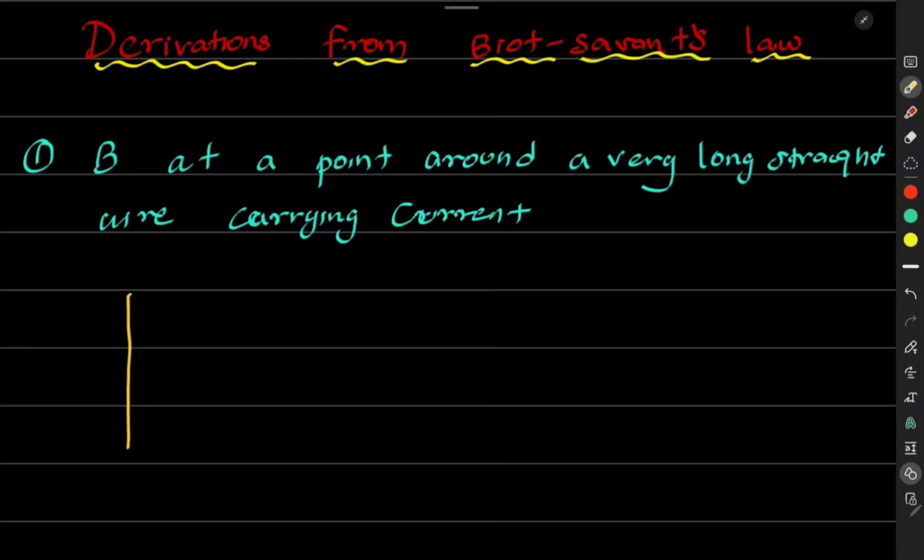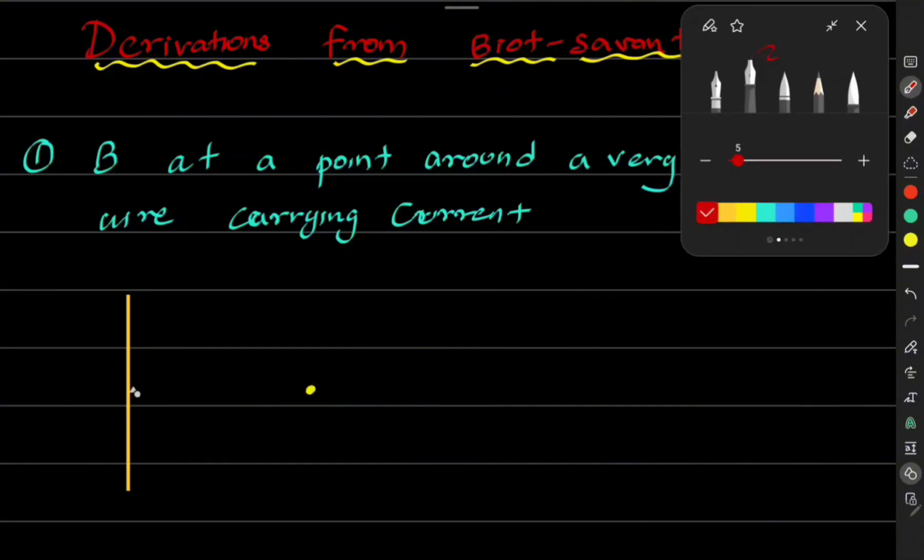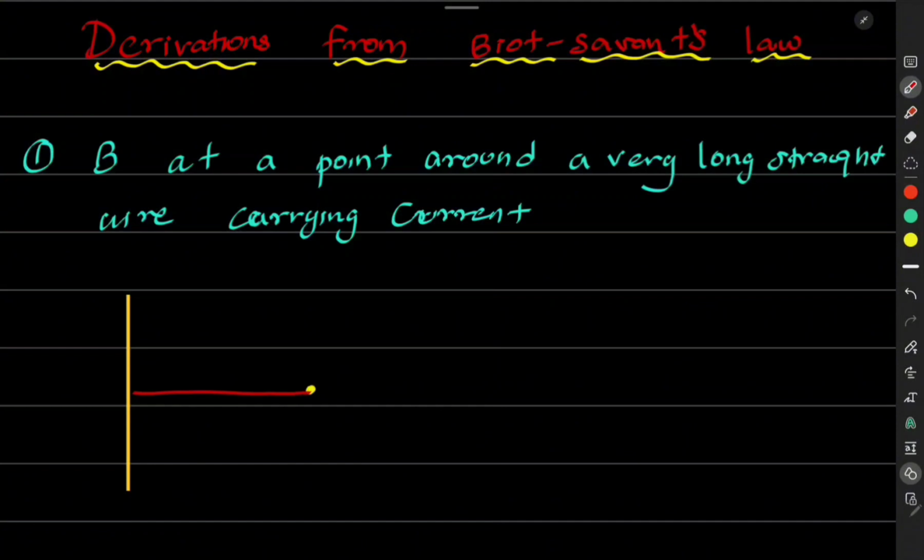Let's consider a wire which is very long, and this is the point where we're going to measure the magnetic flux density. Let's draw a straight line. This point is point P. The angle between the wire and the point is 90 degrees because it is a straight line. The distance between the point P and the wire is R.